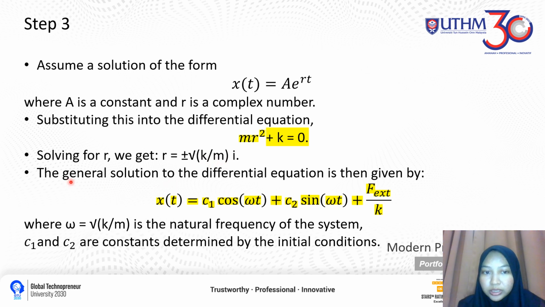Then the general solution to the differential equation is given by x(t) equals c1 cos omega t plus c2 sin omega t plus F external over k, where omega, which we got as square root of k over m, is the natural frequency of the system, and c1 and c2 are constants to be determined by the initial conditions.